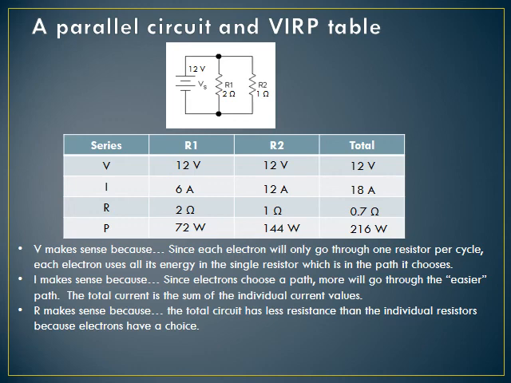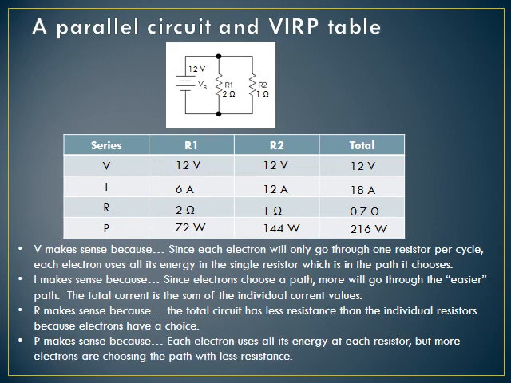So it's actually easier to get through the circuit the more paths there are, which means that the total resistance in a parallel circuit is actually always very low. It's even lower than the individual resistor values in the circuit. So whenever you do this, you're always going to get a number that is less than the lowest resistance. So in this case, 0.7 ohms makes sense.